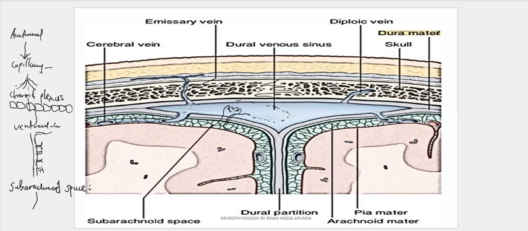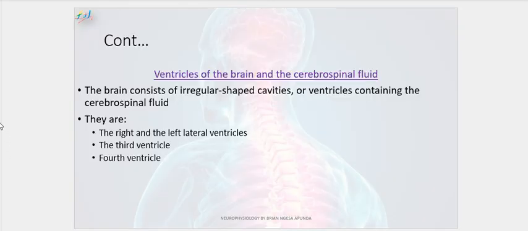So we can go straight to the ventricles now, having covered the meninges. So what are ventricles? These are spaces, or somehow cavities, within the brain parenchyma. They are very important for the sole purpose of cerebrospinal fluid production. And we will be able to see that the cerebrospinal fluid is actually very important in the brain because it serves various roles in the brain. So the brain consists of irregularly shaped cavities, or ventricles, containing the cerebrospinal fluid. So these are the ventricles.